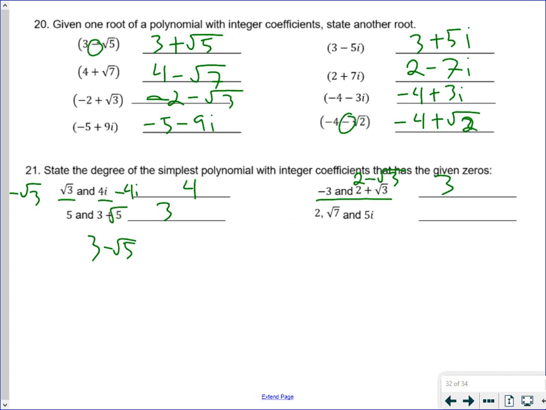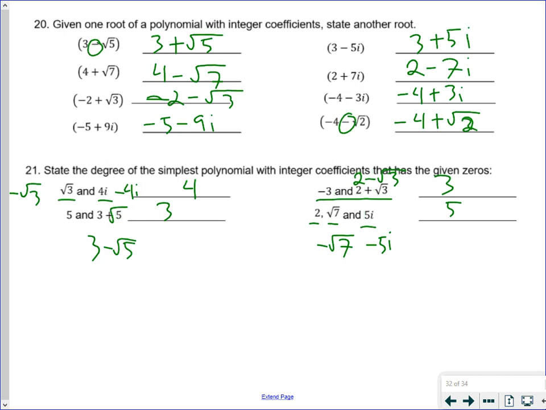Next, we have 2, root 7, and 5i. 2 doesn't have a pair with it, but root 7 does. You have to have negative root 7, and 5i also does, which is negative 5i. So that leaves us with a total of 5 zeros at the very least. So our smallest polynomial has to be degree 5.